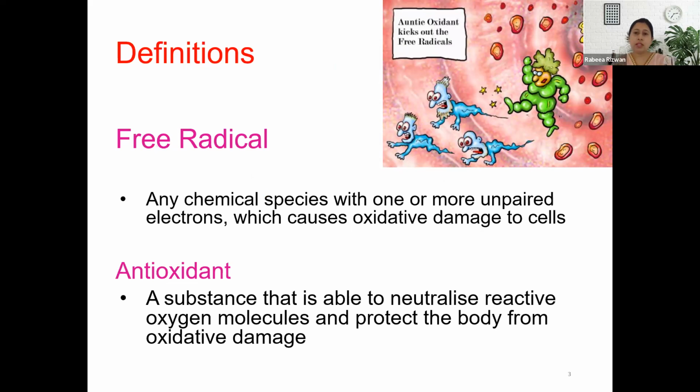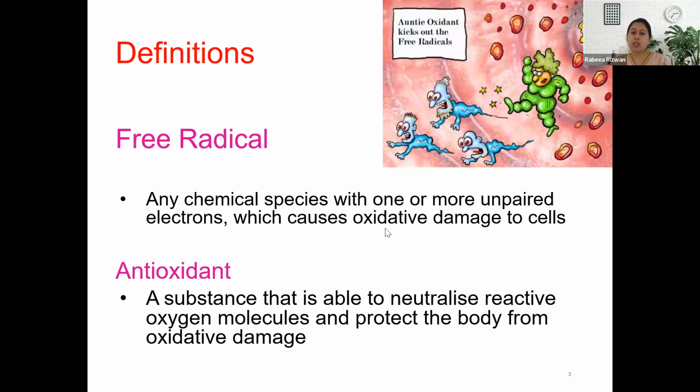What we discussed in the previous session is that free radicals are atoms or molecules that have one or more unpaired electrons in their atom, and they usually are present as a symbol with a negative ion on it. For example, the hydroxyl radical, OH with a negative ion over that. So these are the free radicals, and we can define them as any chemical species with one or more unpaired electrons which causes oxidative damage to the cells.